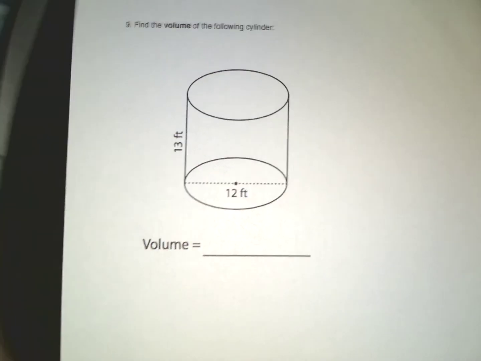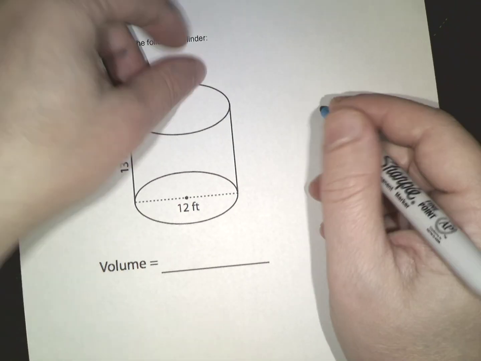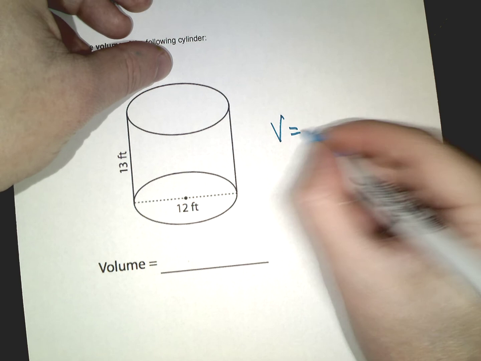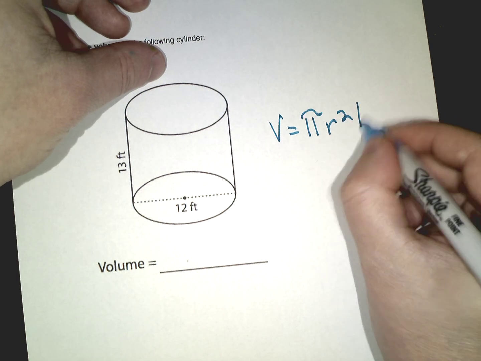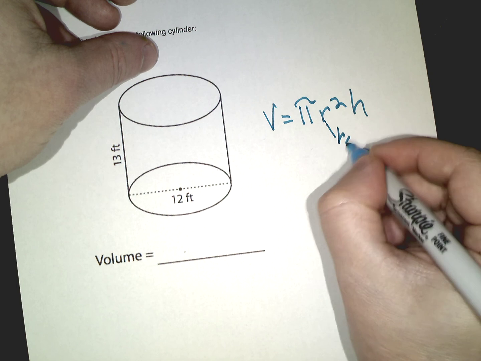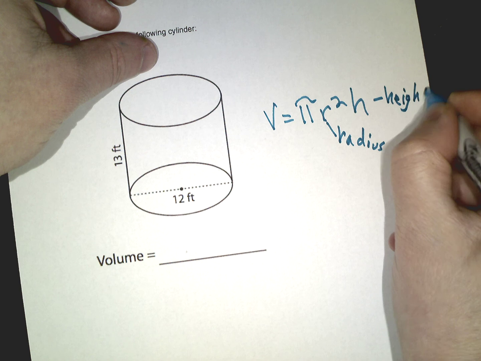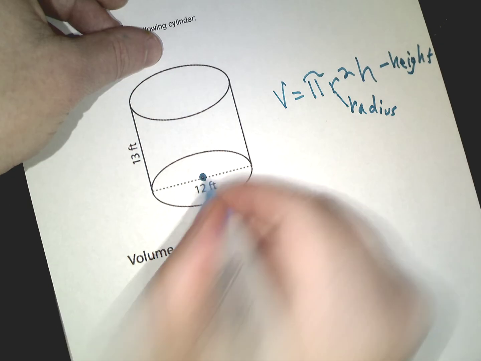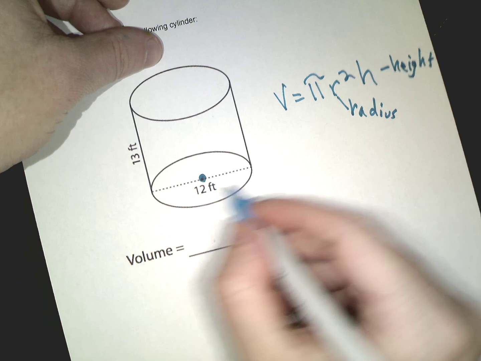Next one, volume. Volume of a cylinder is, this is important today. All right, so you watch the video. Volume is equal to pi r squared times h. R is radius. H is height. What I give you here is the diameter. Be careful, right? So I have this circle and I multiply it by the height.